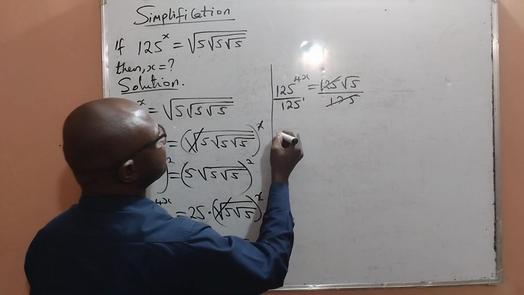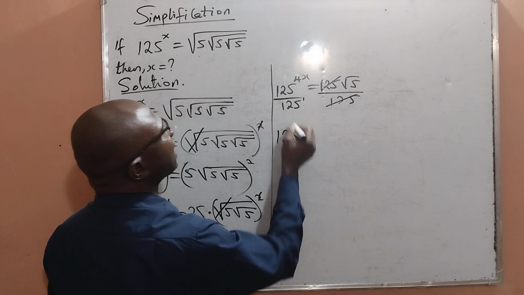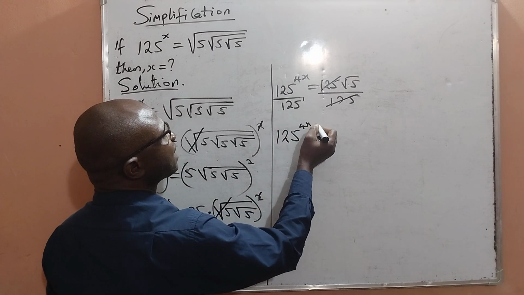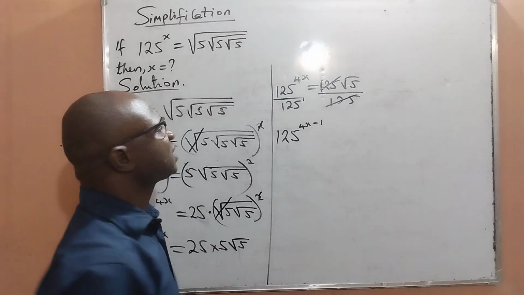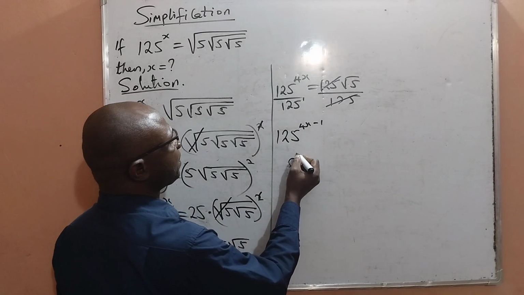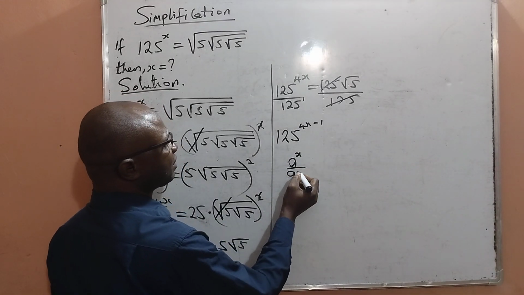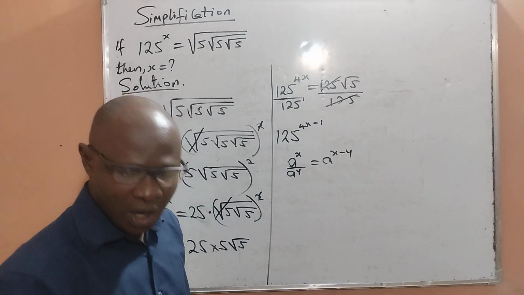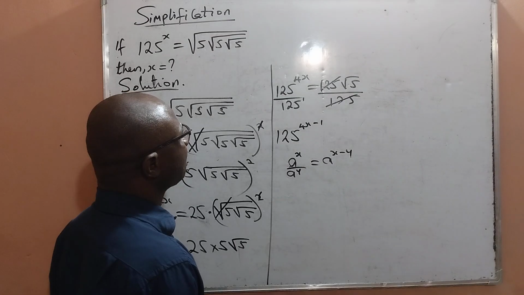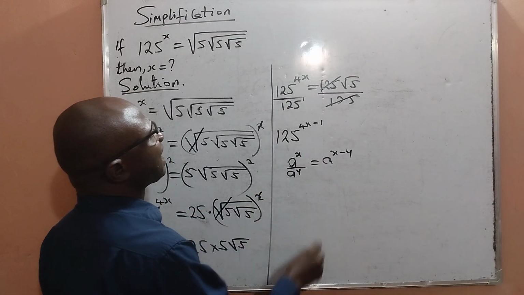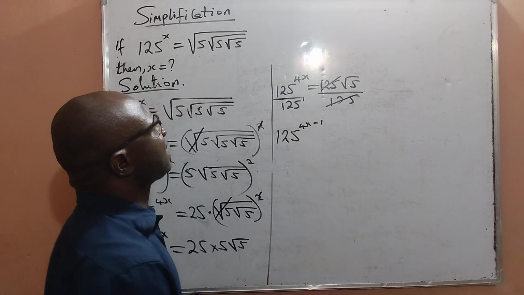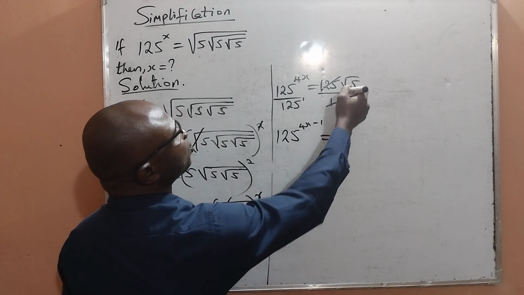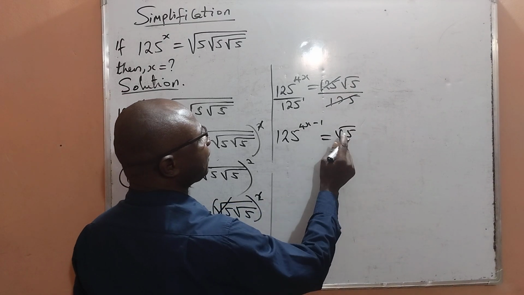The bases are the same, so I write it as 125 raised to the power 4x minus 1. That is from the law that says if I have a raised to the power x all over a raised to the power y, it is equal to a raised to the power x minus y. This is the law of indices, and that is exactly what I have applied here. And then on the right hand side, I have left only the square root of 5.